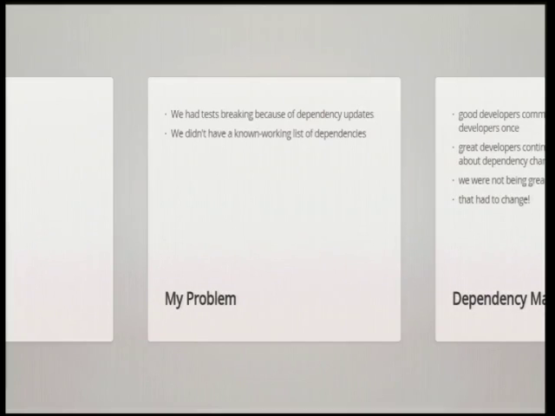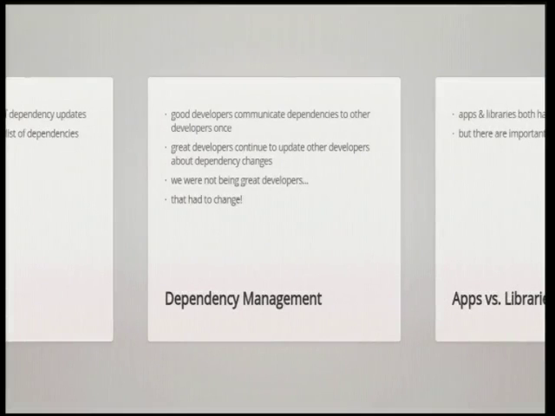So dependency problems, right? My virtual environment was 4 months old. They had updated things along the way, and the way that we were tracking dependencies, it may not have been in a direct dependency that we had. It may have been in a dependency of a dependency that it broke, and we didn't have any way that we were tracking all that stuff. So we know that good developers communicate dependencies to other developers once. Great developers continue to update other developers about dependency changes. We were not being great developers, and that had to change.